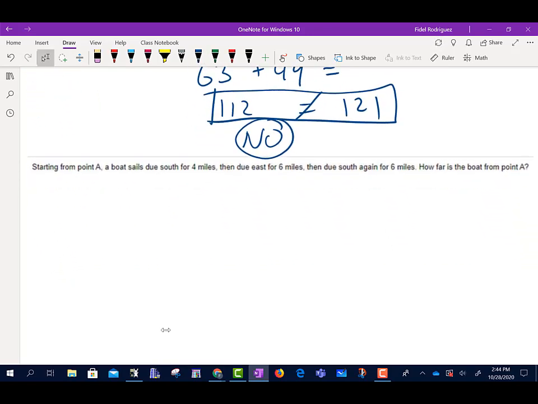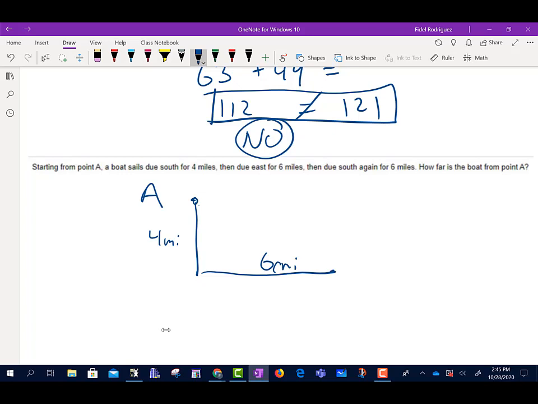So let me take a look at the next problem here. It says, starting from point A, a boat sails due south for 4 miles. So I'm going to just call this my point A right here. And we're going to go south. We're going to say that's a distance of 4 miles. And then we're going to head east. So this is going to go for 6 miles. We're going to end up right over here.